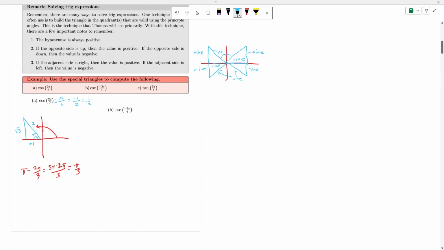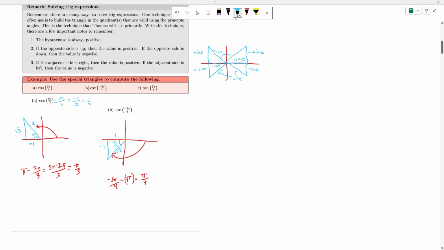Okay. Now, what about cosecant? Well, for cosecant, I'm going minus 3 pi by 4, which lies here. I draw my triangle. I want to find out what this angle is. Well, minus 3 pi by 4 minus negative pi equals pi by 4. So my principal angle is pi by 4, which means it's going to be 1, 1, root 2.